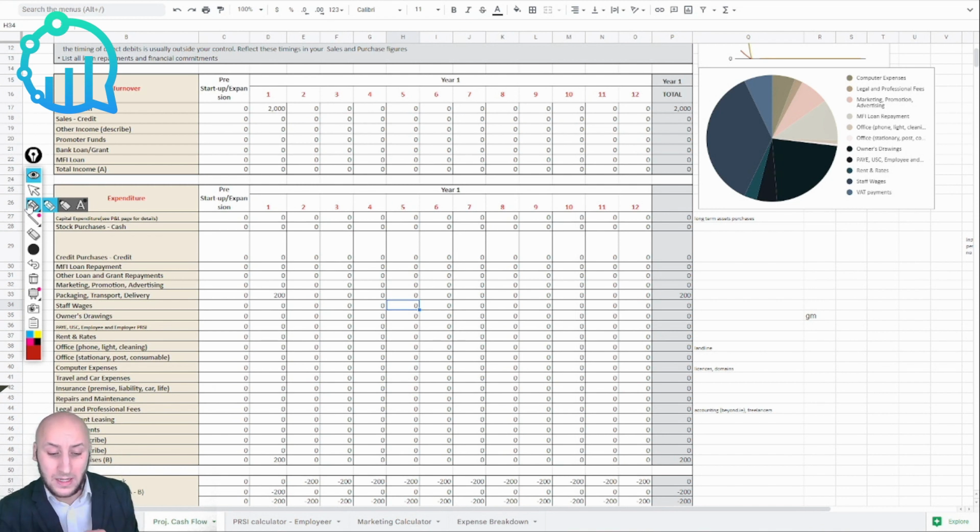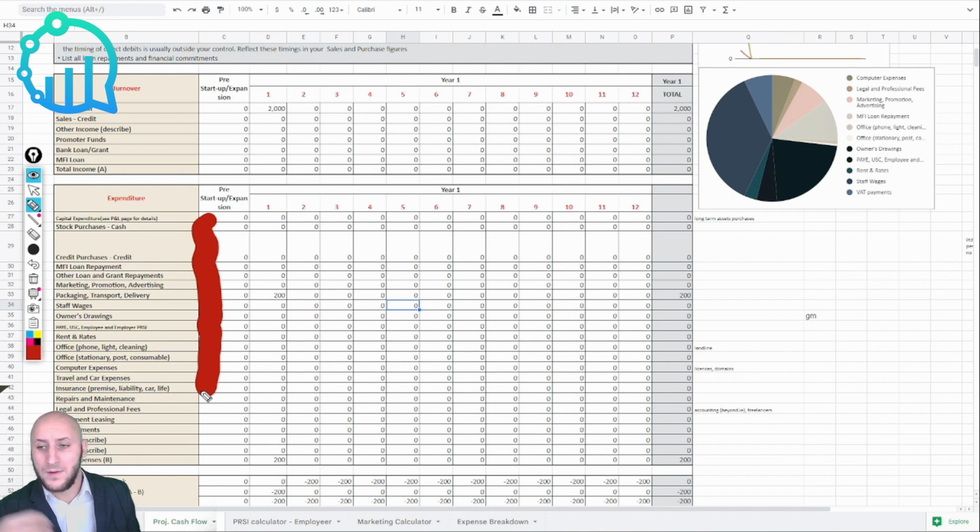So that's another thing I want to point out. Here we can see pre-expansion and pre-startup phase. Just like I said that the pre-expansion and startup phase on your income was how much money you put into your business at the start, in your expenditure, it's how much money you're going to have to spend, right?